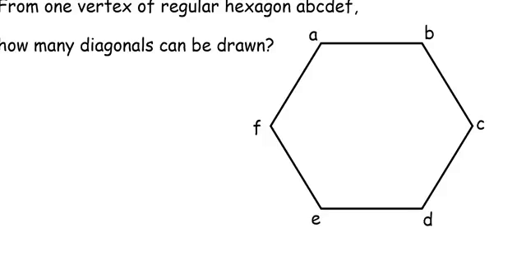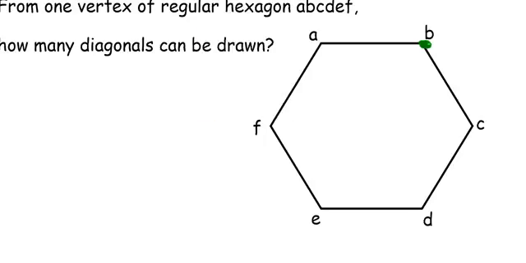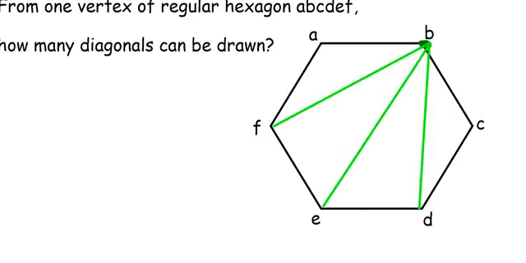It says from one vertex of regular hexagon A, B, C, D, E, F, how many diagonals can be drawn? So we're going to pick a point. I'm going to start with B. And from here, I want to start drawing my diagonals. Going from B, I can't go to A because that's adjacent, so I can go to F then. All right, so there's one diagonal. And then I can go from B, and I can't go to C because that would be adjacent, but I can go down to D. That is not adjacent. And then I have one spot left over, and so I can go like that. And so in the end, I see that there are 3 diagonals in this regular hexagon.